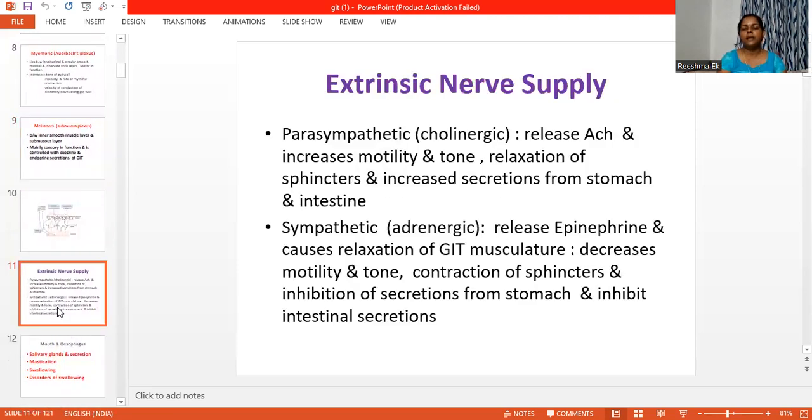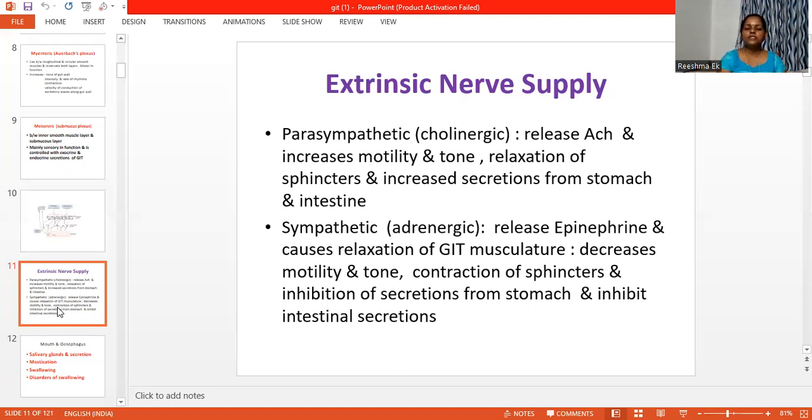Then the extrinsic nerve supply. This is by the autonomic nervous system. We all know that the autonomic nervous system consists of two subdivisions, the parasympathetic nerve fibers and sympathetic nerve fibers. The parasympathetic nerve fibers function through the release of acetylcholine, which causes increased motility and tone of muscles, relaxation of the sphincters throughout the gastrointestinal tract, and increased secretion from the stomach and intestine. Secretions means secretion of digestive juices.